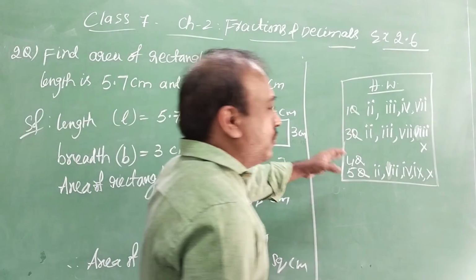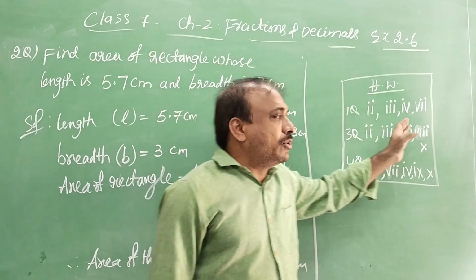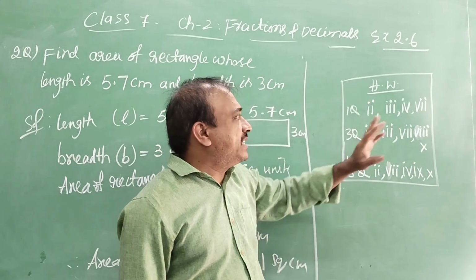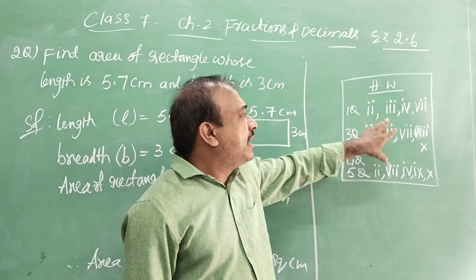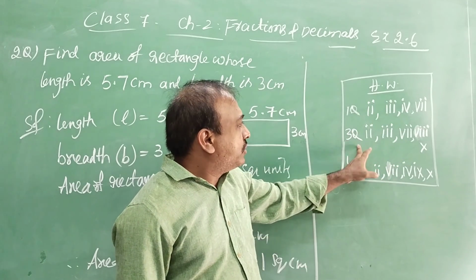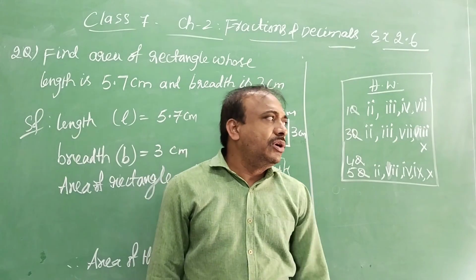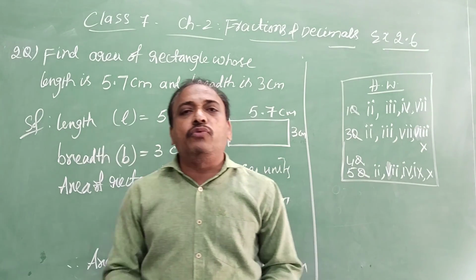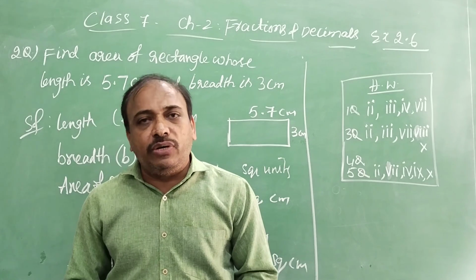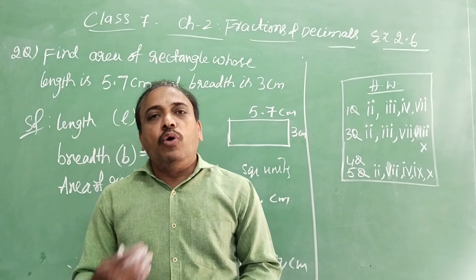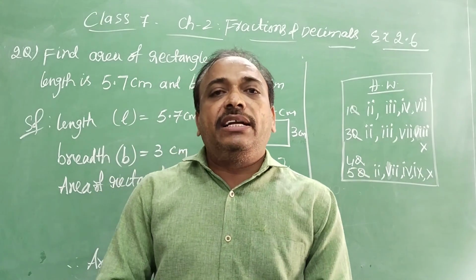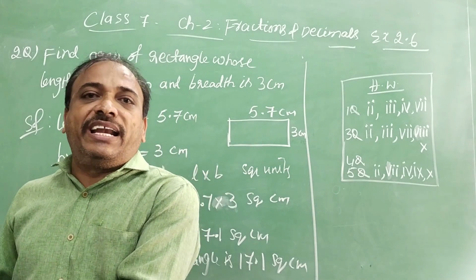Here we have some homework questions. Some of the questions we discussed in exercise 2.6 and leftover questions. I have written question number 1, question number 3, question number 4 and 5. These are the ones you have to complete. I hope it is clear to you how to find the product of decimal to decimal, decimal to a whole number, and decimals with the multiples of 10, 100 or 1000.